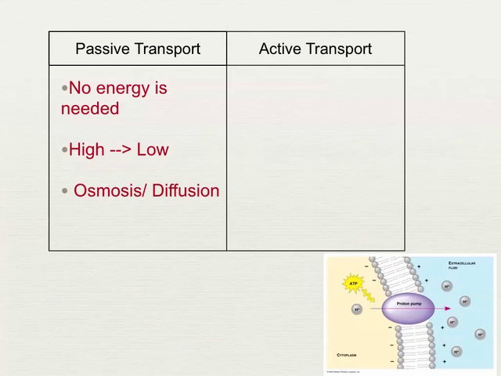In passive transport, no energy is needed. Molecules just will move from a high to low concentration without anything making them move that way, without adding any energy. So osmosis and diffusion are examples of passive transport.